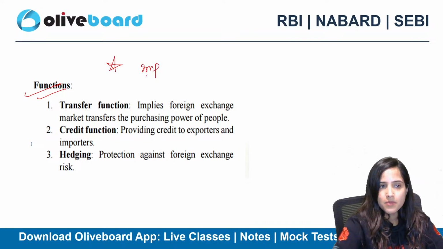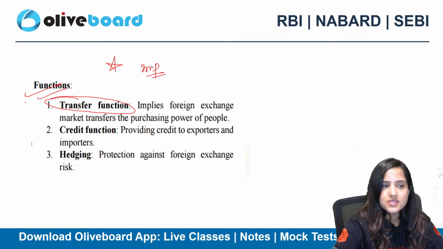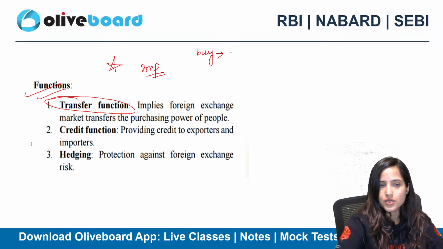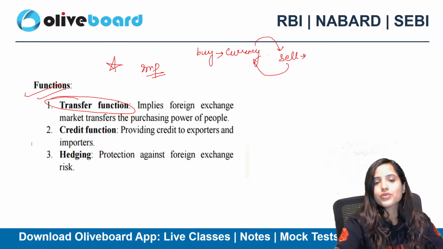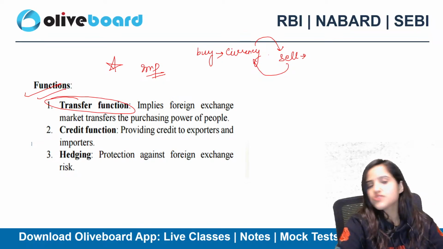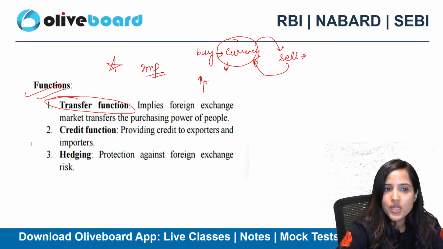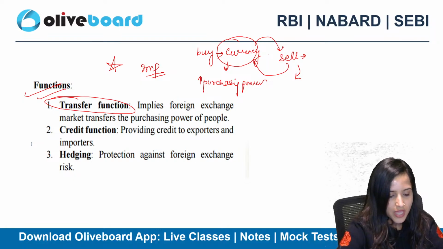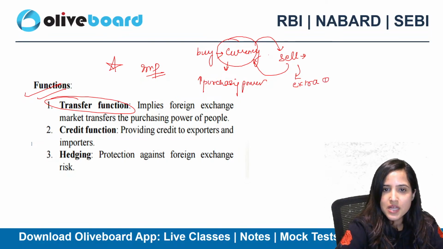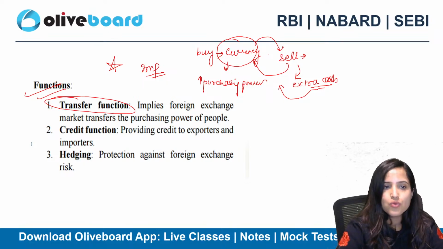Very important, please remember this. What are the functions? First we can see the transfer function, which means that the foreign exchange market transfers purchasing power of people. Those who want to buy the currency or foreign exchange are going to go to that foreign exchange market, and those who want to sell it are going to sell it to the buyers. So it is transferring purchasing power to those who want to increase their purchasing power. Those who want to buy want to increase their purchasing power, and those who want to sell want to reduce it. They have extra cash with themselves, and they want to give it to the people who want to increase their purchasing power.